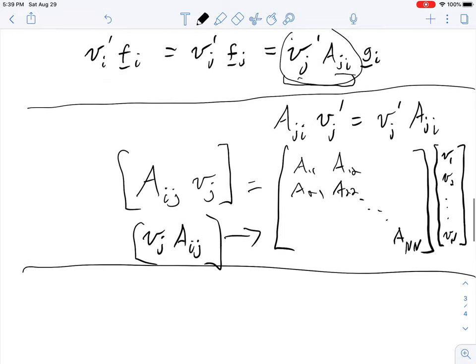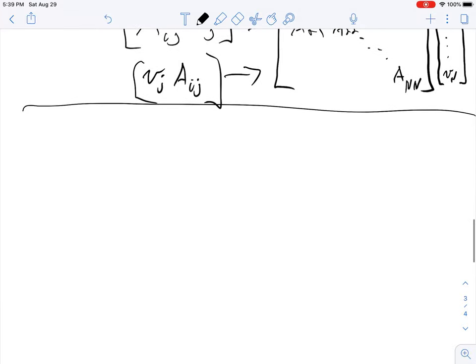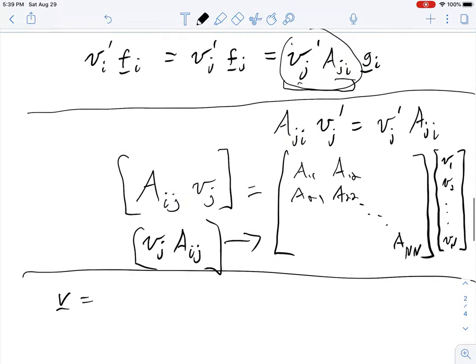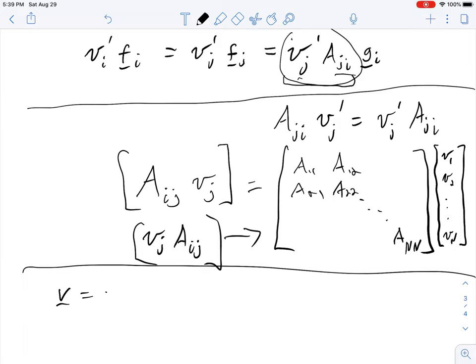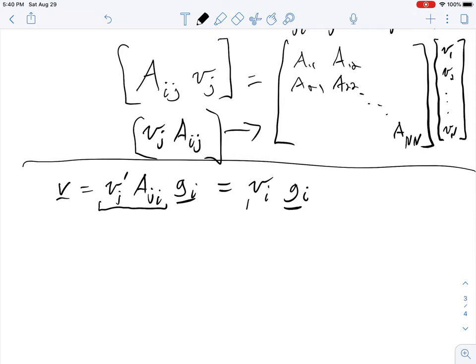All right, so going back to the expression up here. Well, if V is equal to VJ prime, A, J, I, G, I, we also know, by the way that we defined it, that it is equal to V, I, G, I. So we can look at this for each I. In other words, we can look at just the ith component of this relative to the g's. You can factor out basically the gi, and this is where you get a free index. So the ith component is this and this.